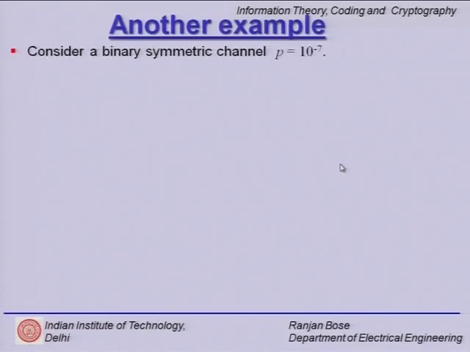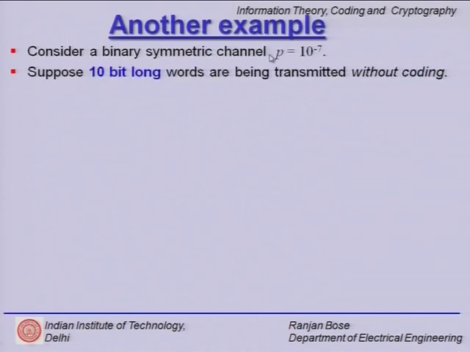Let us look at another quick example. So, let us say we have a binary symmetric channel with small p equal to 10 to the power minus 7.